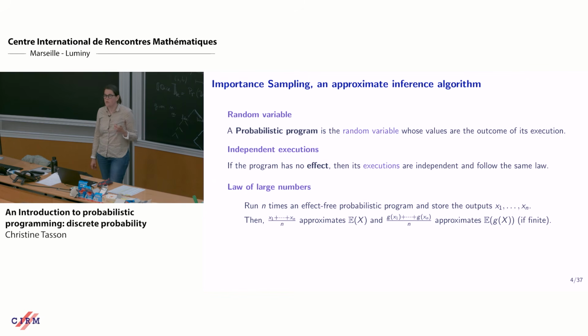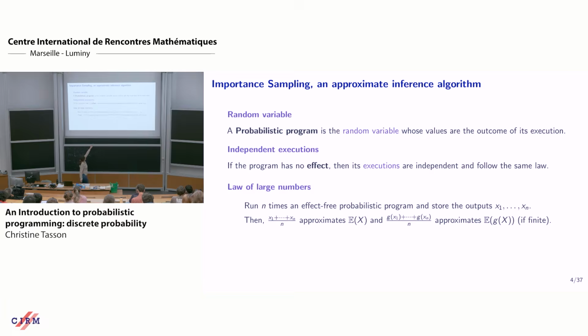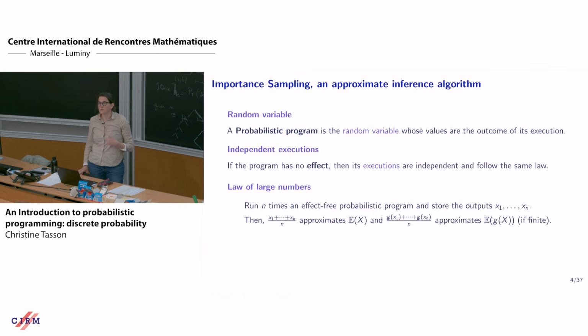So now I can use the law of large numbers. And the law of large numbers tells me that the experimental mean approximates the expected value. So the average, x1 plus ... plus xn over n, will approximate the expected value. And if I take g such that the expected value of g of x is finite, then the experimental mean, g of x1 plus ... plus g of xn over n, will give you an approximation of the expected value of g of x. Okay, that's just the law of large numbers.